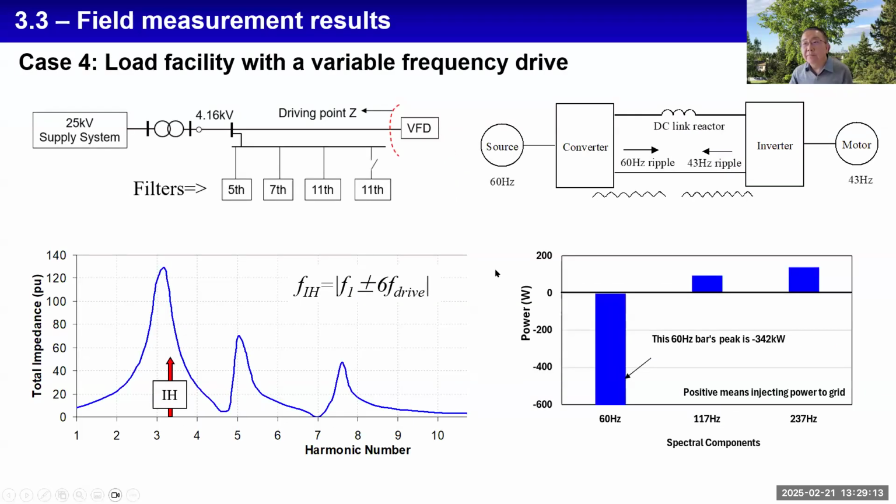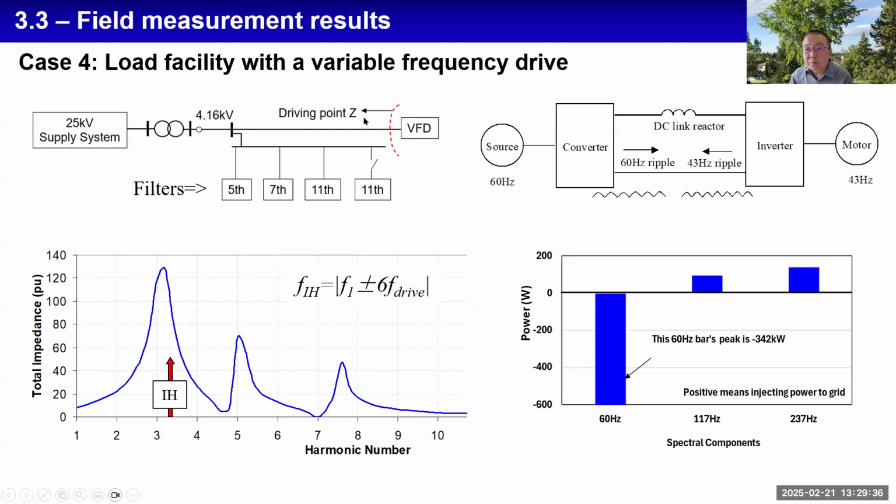Case number 4 is the voltage flicker case. I presented this in the last presentation. At the beginning of this, I wanted to use this opportunity to explain why we have interharmonics in the VFD. Basically, this is the system, the pumping station. It has several filters connected. This is a variable frequency drive here.